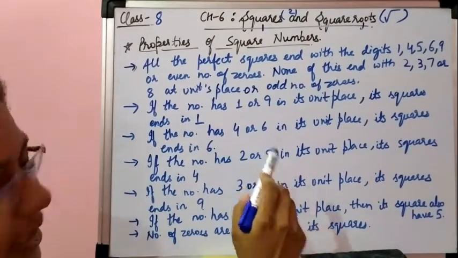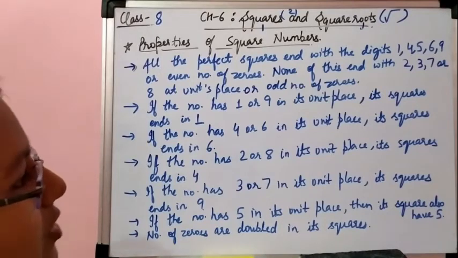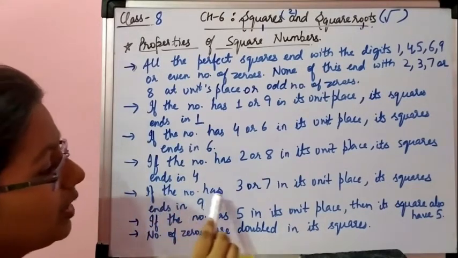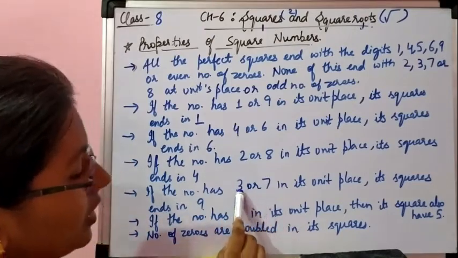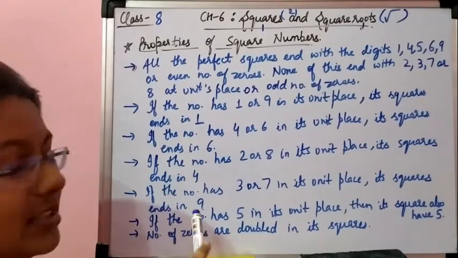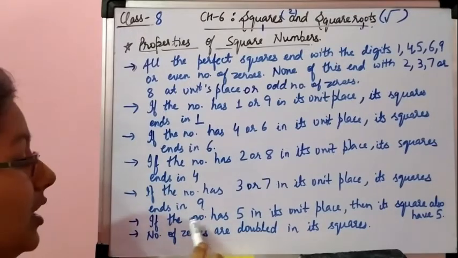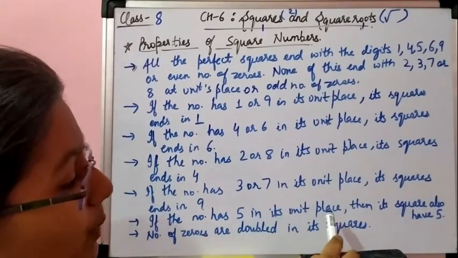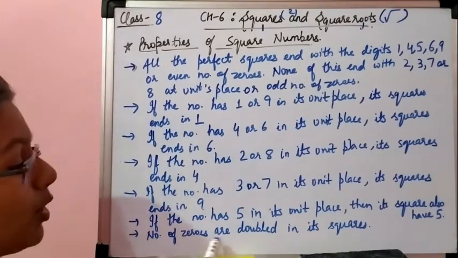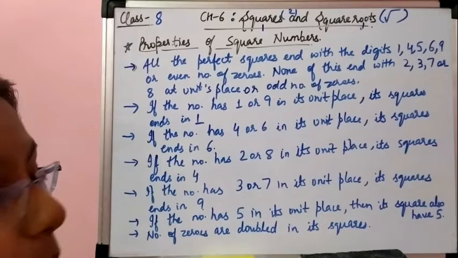Similarly, if the number has 2 or 8 at its unit place, then its square ends in 4. 2 2s are 4, 8 8s are 64. No need to memorize, you can simply keep the tables in your mind. Now, if the number has 3 or 7, then 3 3s are 9, 7 7s are 49. Its square ends in 9. If the number has 5 at its unit place, then its square also has 5. Now the number of zeros doubles in its square.